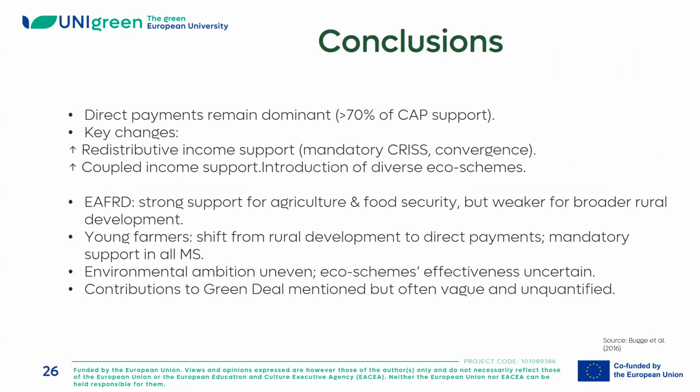However, direct payments remain very dominant. The main changes compared to the previous periods are the significant increase in the redistributive income support, the increase in the share of coupled income support, and the introduction of new voluntary climate and environmental schemes with a wide variety of scopes and approaches. The distribution of direct payments also shows the diversity. Support to the agricultural sector remains dominant, of course, with a clear contribution to food security and agricultural resilience.